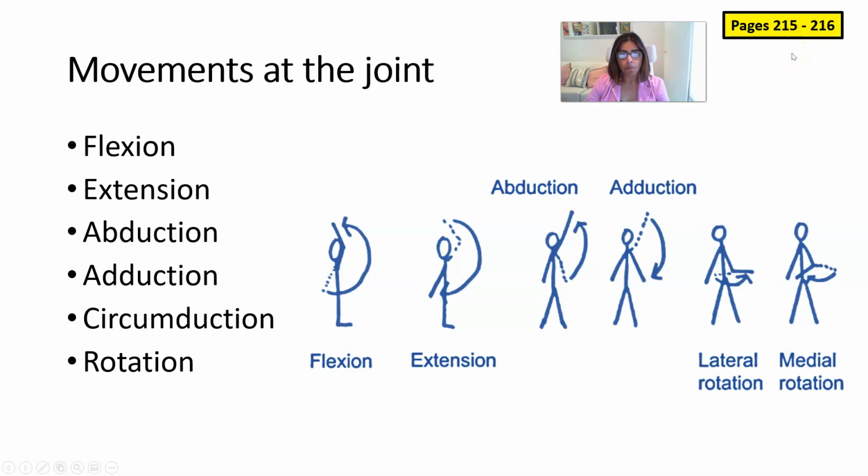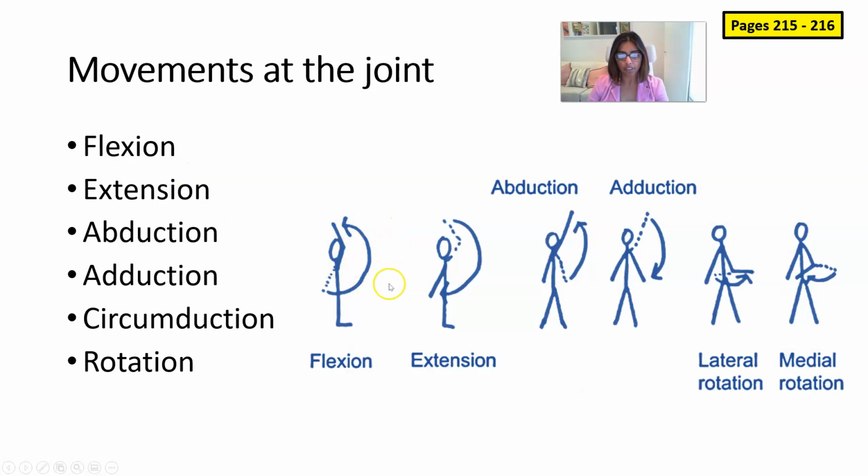So when we talk about movement at a joint, it's actually movement of the skeleton which is aided by the skeletal muscles. So when we talk about flexion and extension, that's the first pair we're going to look at. We talk about these in pairs because they are opposites of each other.